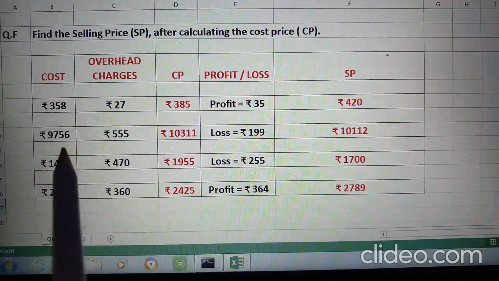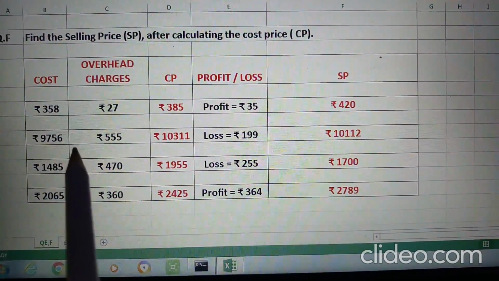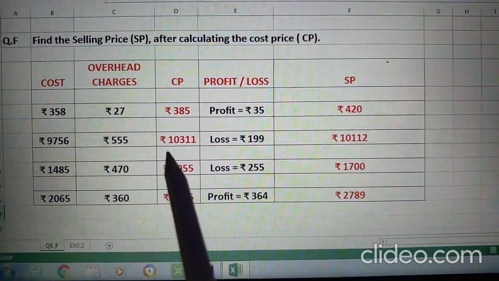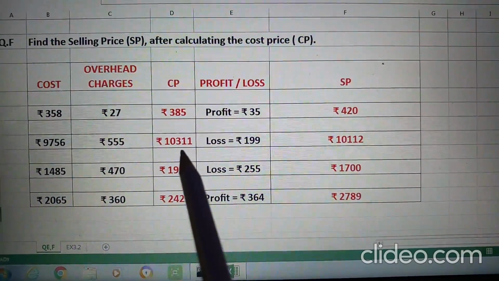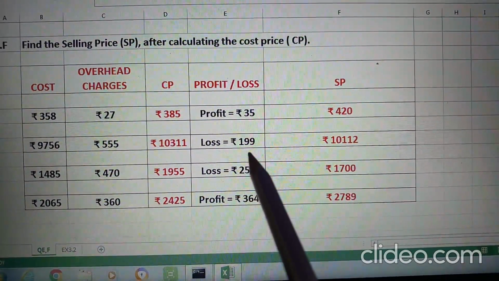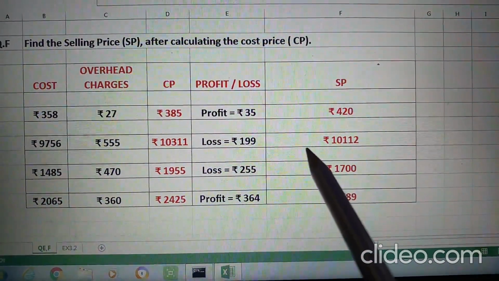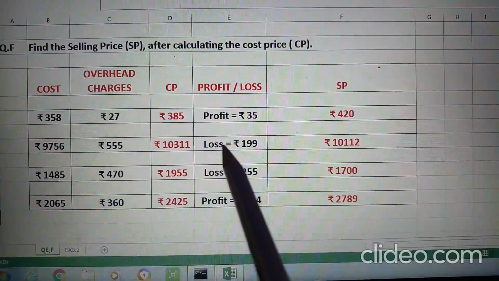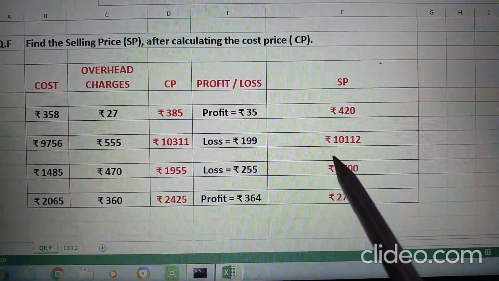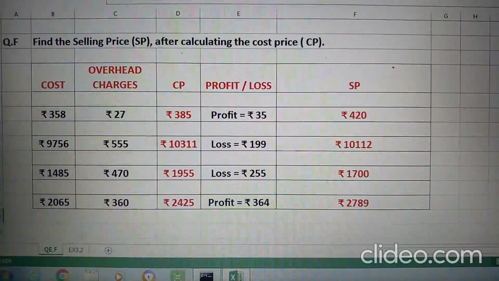Now come to second part. Cost is given as rupees 9756. Overhead charges are given as 555. So actual cost price will be 10,311. Loss is given as rupees 199. So we will subtract loss from the CP to get SP. What will we do when there is a loss? We will subtract from CP. So the SP will be 10,112. In the same way you will do all parts.